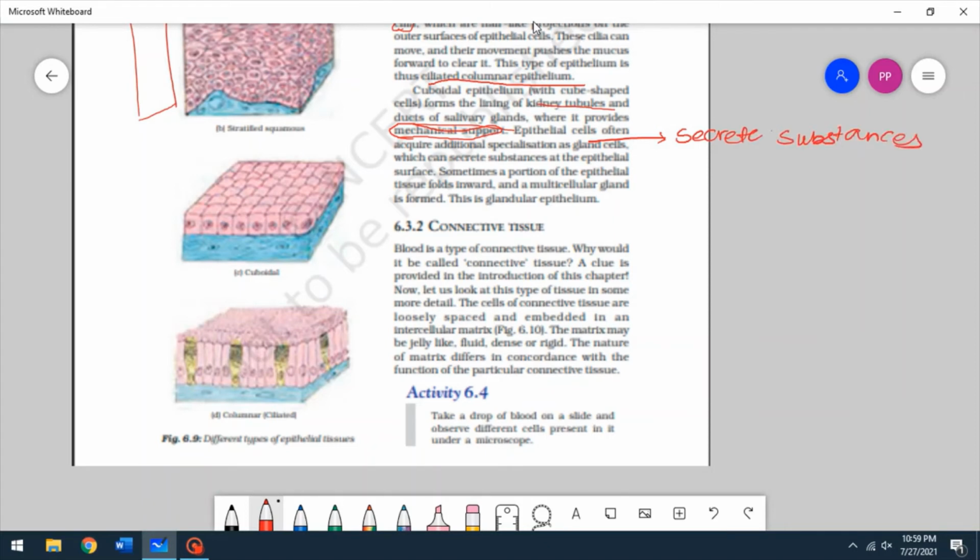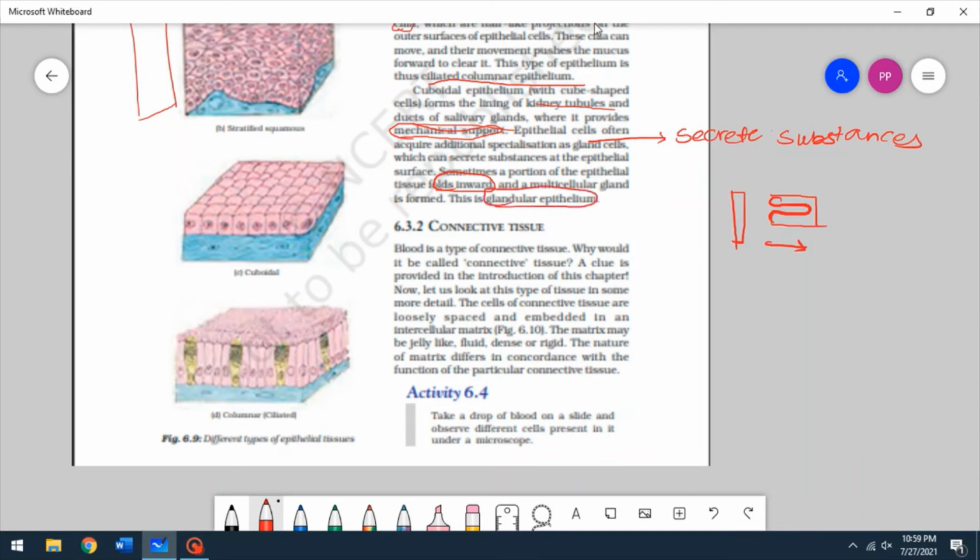So sometimes a portion of epithelial tissue folds inward, like so. If it was supposed to be like this, it folds inwards, and a multicellular gland is formed. This is known as glandular epithelium.